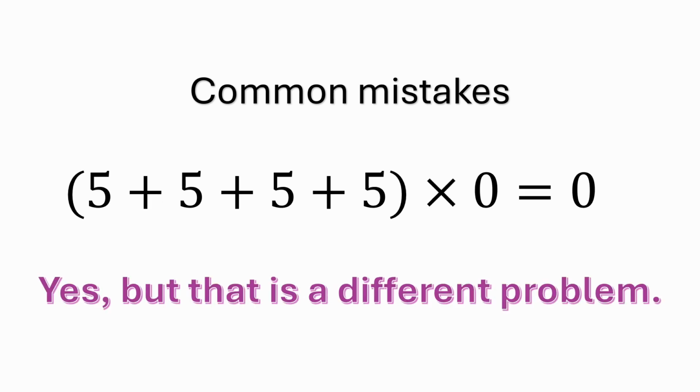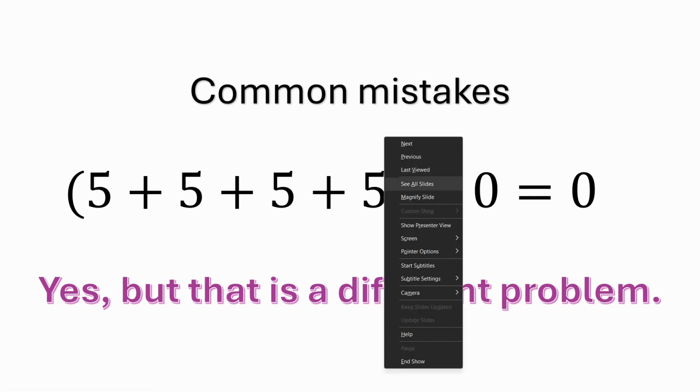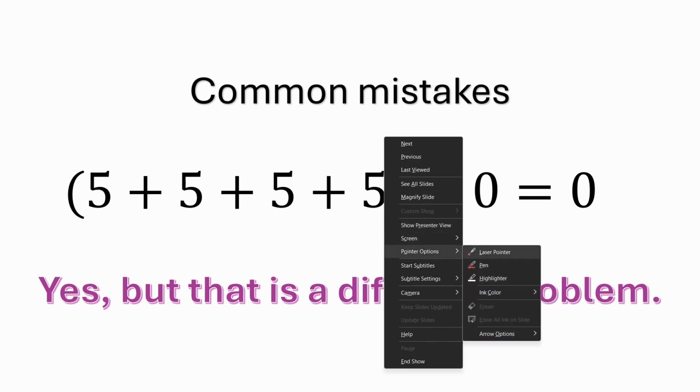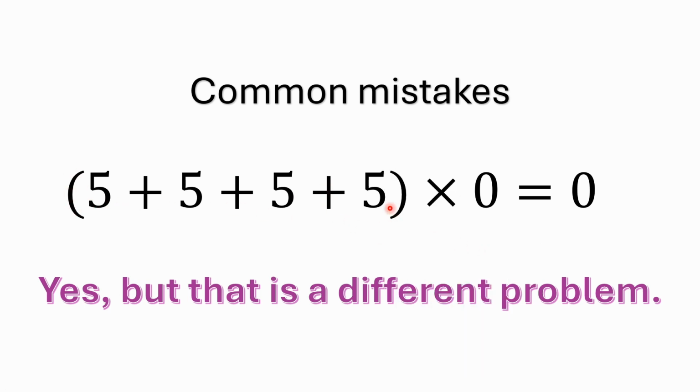If you added parentheses, you could get 0, but you'd have to add parentheses around the addition. If you wrote it like this and multiplied by 0, then yes, you would get 0. Let me get the pointer going here. When you add parentheses like that, you're saying to prioritize what's inside the parentheses first, which would be all of this addition, and then secondly multiply by 0 and get 0. But that's a completely different problem. You've changed the problem, so that's not correct.